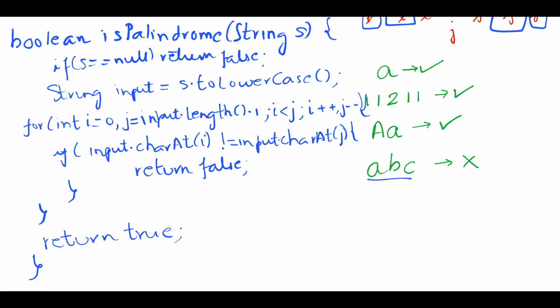Now let's step through our code with an input which is not a palindrome string. For example, the string consisting of letters A, B, and C, initializing i to 0 and j to 2. We will compare the characters at index i and j and because A is not equal to C, we will return false, which indicates the string is not a palindrome.